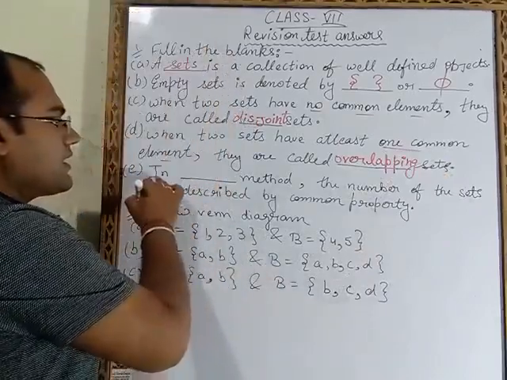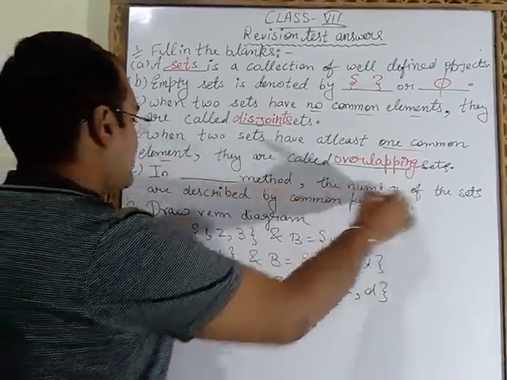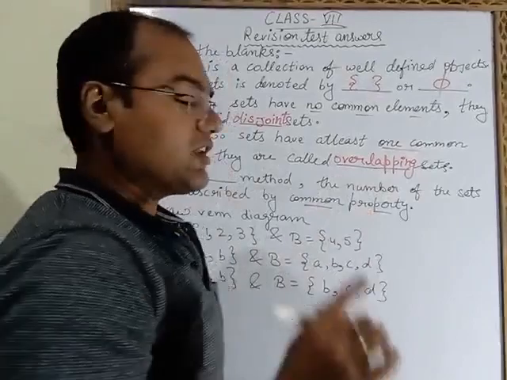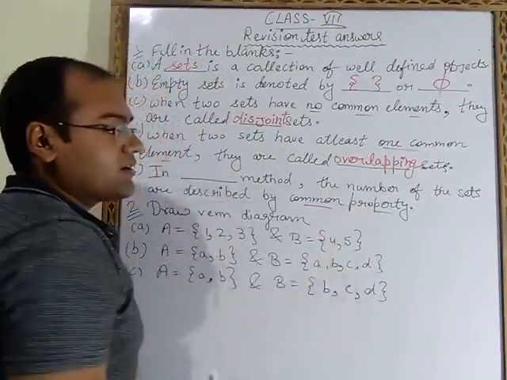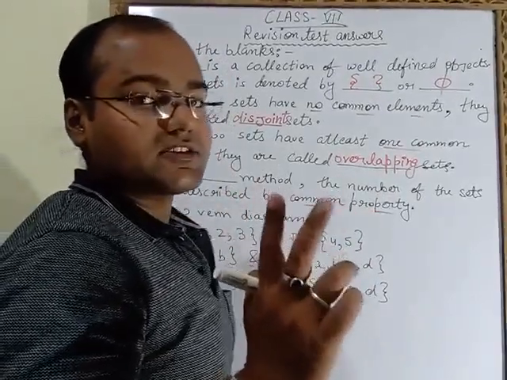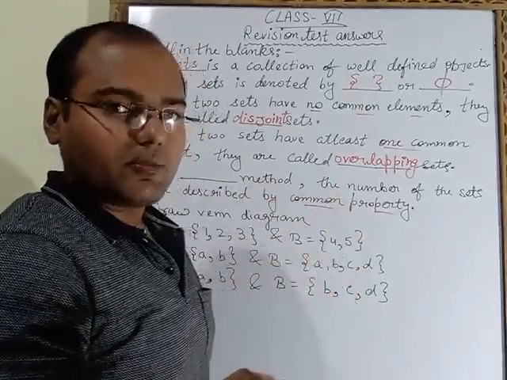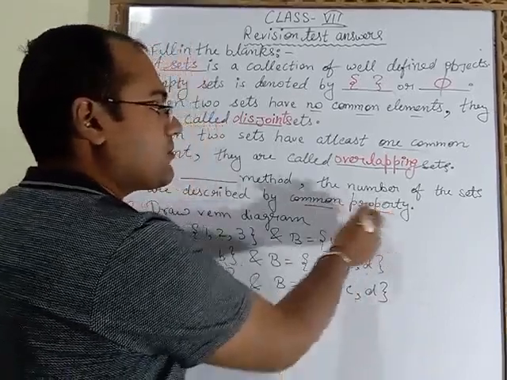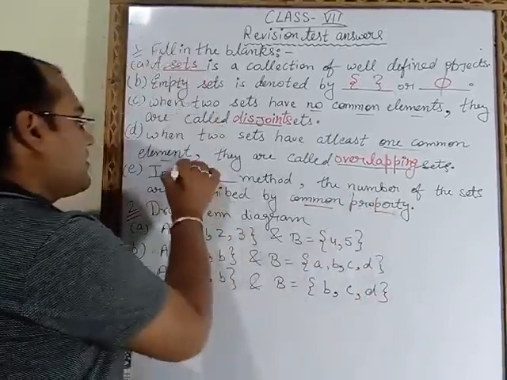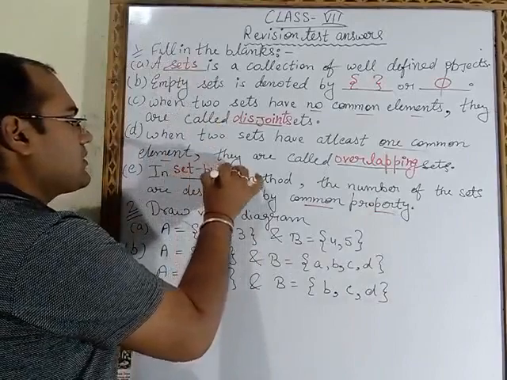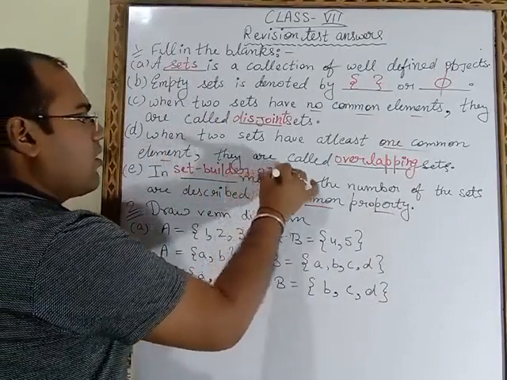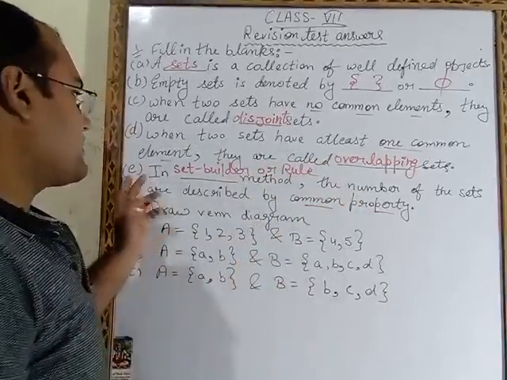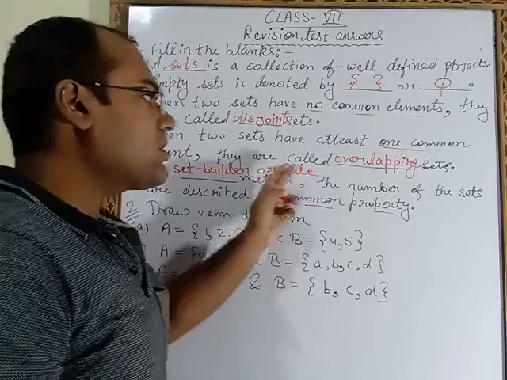E part, in dash method the members of the sets are described by a common property. What is written here? Common property. So in which form do we write the common property? Two forms are there to write the sets. First one is roster or tabular form, and second one is set builder or rule form. So we are writing the common property in set builder form. So the answer of this fifth part is set builder or rule method.